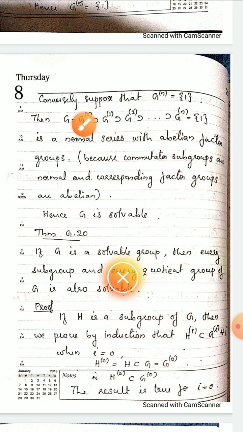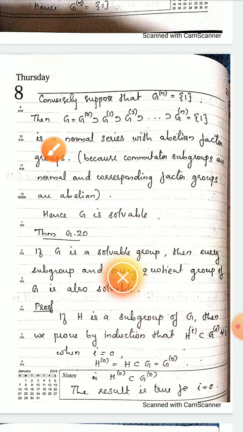So G contains G^(1), and G^(2) is the commutator subgroup of G^(1). So G^(2) is a subgroup of G^(1). G^(1) contains G^(2), and like that it goes on up to G^(n). This relation always holds trivially because G^(1) is the commutator subgroup of G^(0), and G^(2) is the commutator subgroup of G^(1). So this holds trivially up to G^(n), and G^(n) is equal to Z_1.